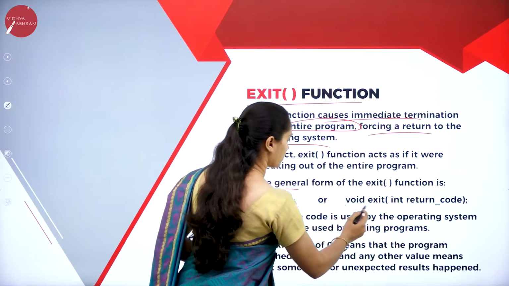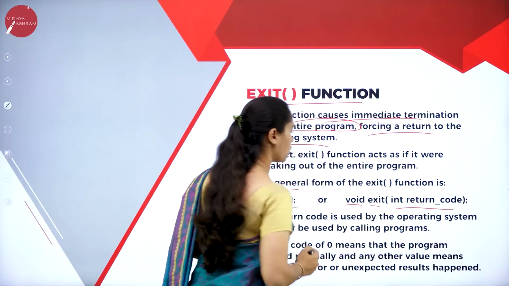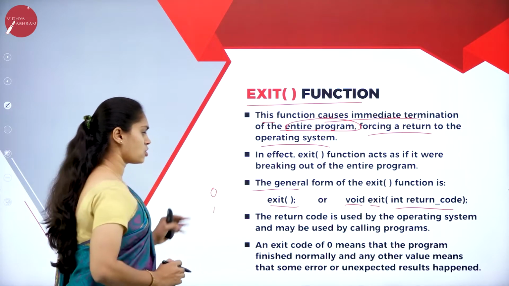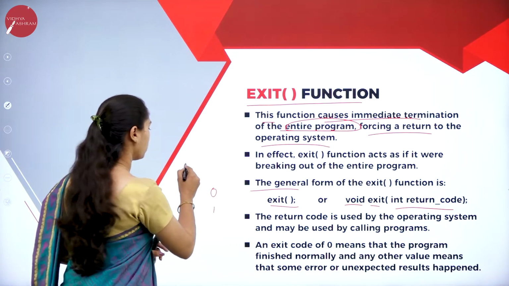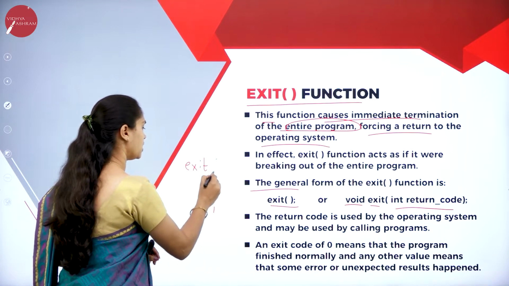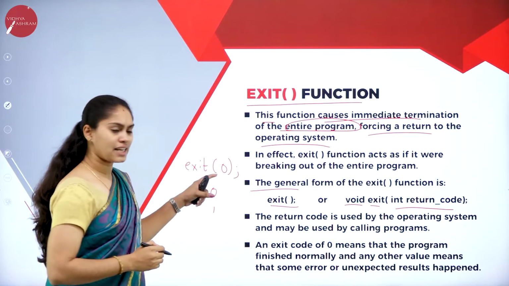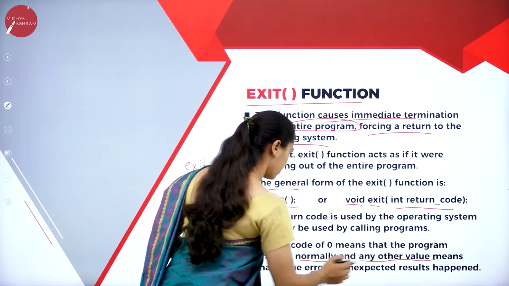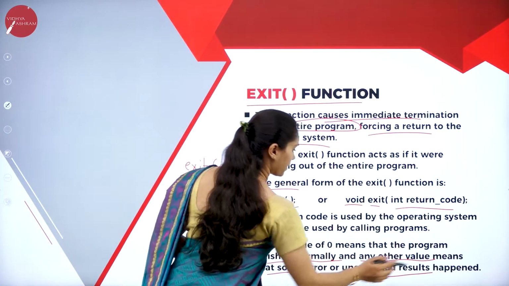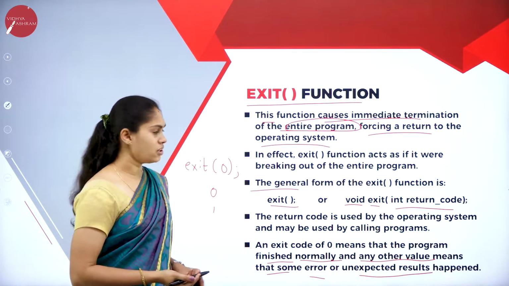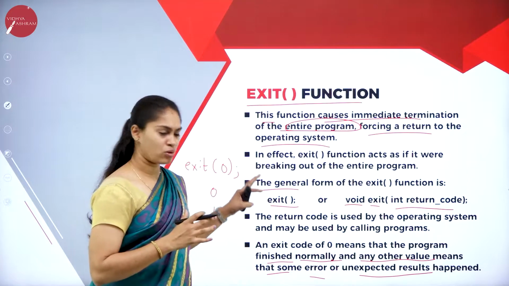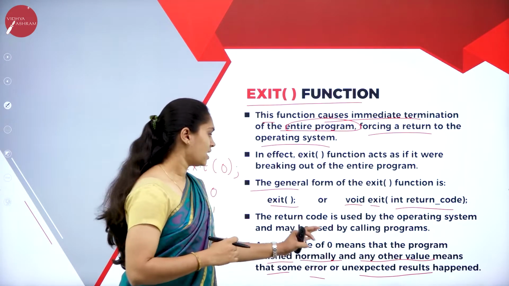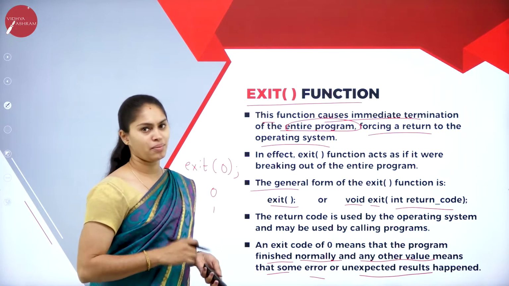And we can also write it like this: void exit of int return code. In this int return code, I can take 0, I can take 1. In most of the programs you can see that exit of 0 is used. That indicates the program is going to finish normally, and any other value means that some errors or unexpected results happened. So if I am going to terminate the program normally, then exit of 0 will be used.